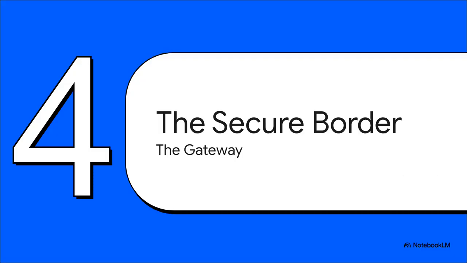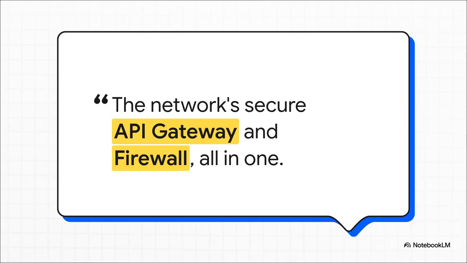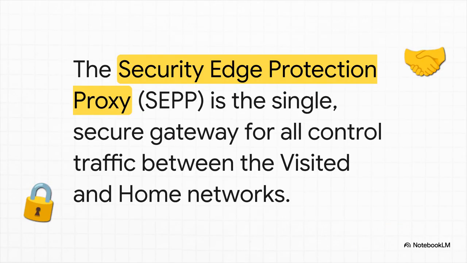So that brings up a big question. How do these 2 completely separate networks from 2 different companies talk to each other safely and securely? Let's take a look at the border crossing, the gateway between them. Well, that's where this thing comes in, this SEPP. You can just think of it as a super secure bouncer at the border between the 2 networks. It's an API gateway and a firewall, all rolled into one, and it's the only point of contact between these 2 operators.